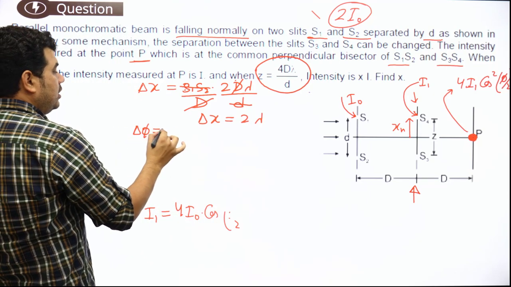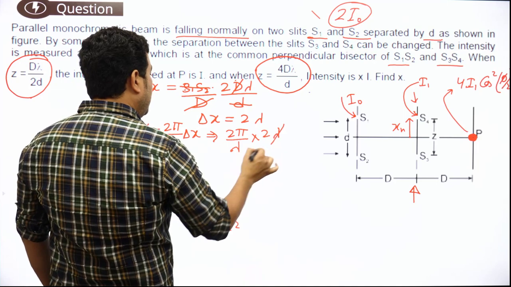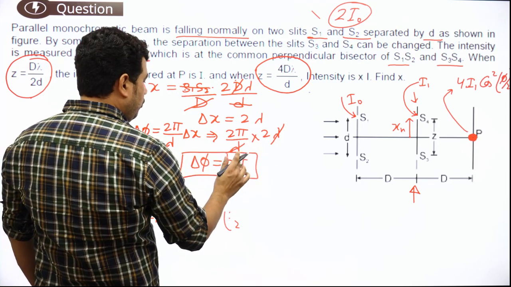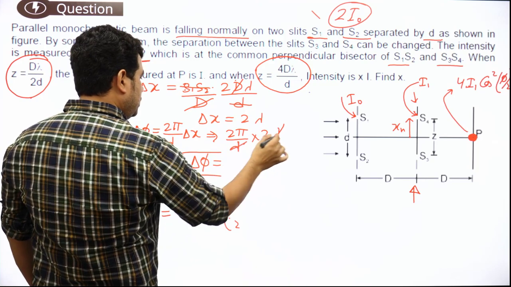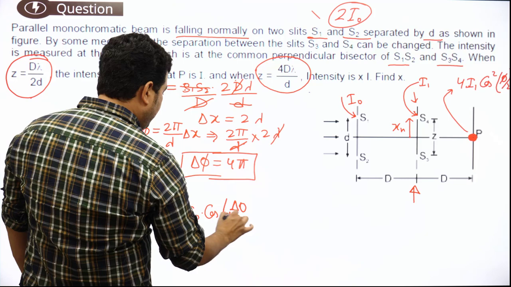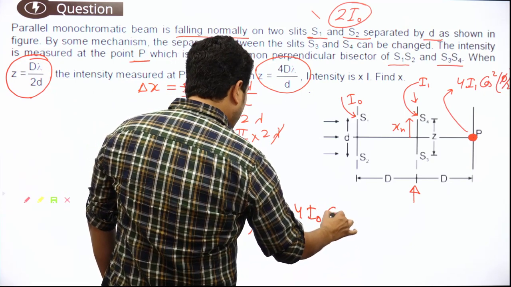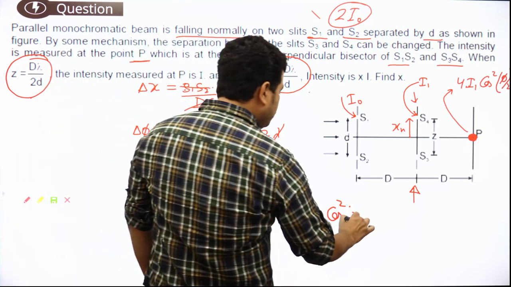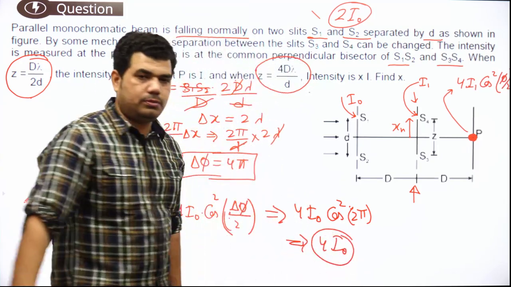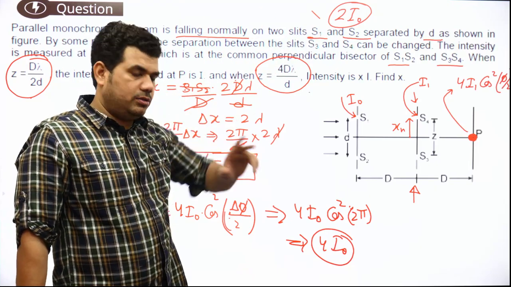So delta phi is 2 pi by lambda into delta x. So we'll get 2 pi by lambda into 2 lambda, lambda cancels out, and delta phi is equal to 4 pi. Okay. Now the formula is 4 I naught cos square of delta phi by 2. So 4 pi divided by 2 is 2 pi, and cos 2 pi is 1. So my dear students, the answer is 4 I naught. Okay. So before that it was 2 I naught, and after that 4 I naught.